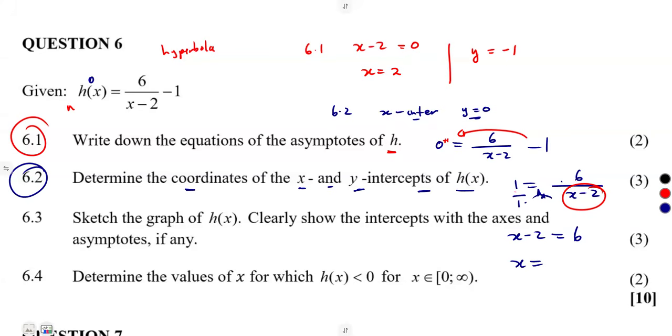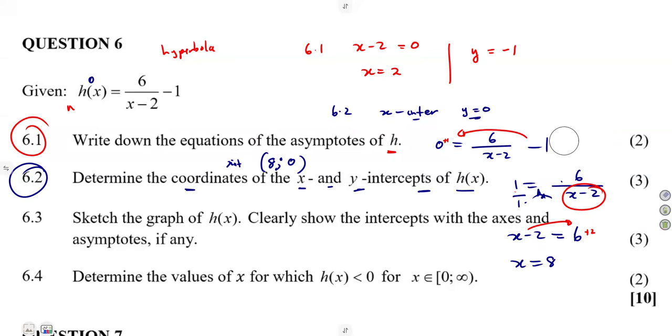So x is equal to what? Negative 2 to the other side is a positive 2, so that is going to give us 8. Thus we have the x-intercept: when x is equal to 8, y is equal to 0. All right, so that's our x-intercept.